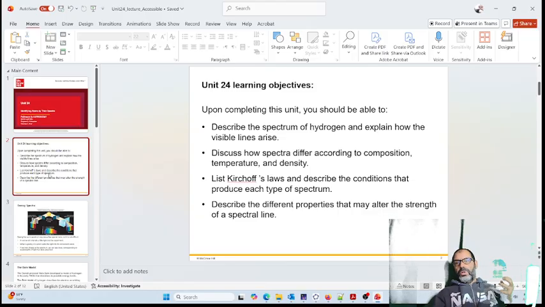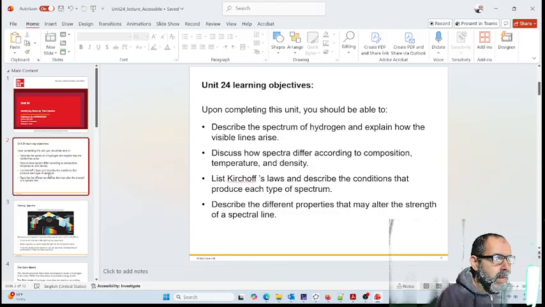In this case, we say these lines have been absorbed by the intervening gas. So this is our absorption spectrum, versus an emission spectrum where, for example, you have a gas that is hot and glowing and emitting radiation. When we analyze it, we will see that there are lines existing versus a background that has nothing. So in this case, it's an emission spectrum because it's light that is emitted by the source, okay? And then describe the different properties that may alter the strength of the spectral lines, okay?